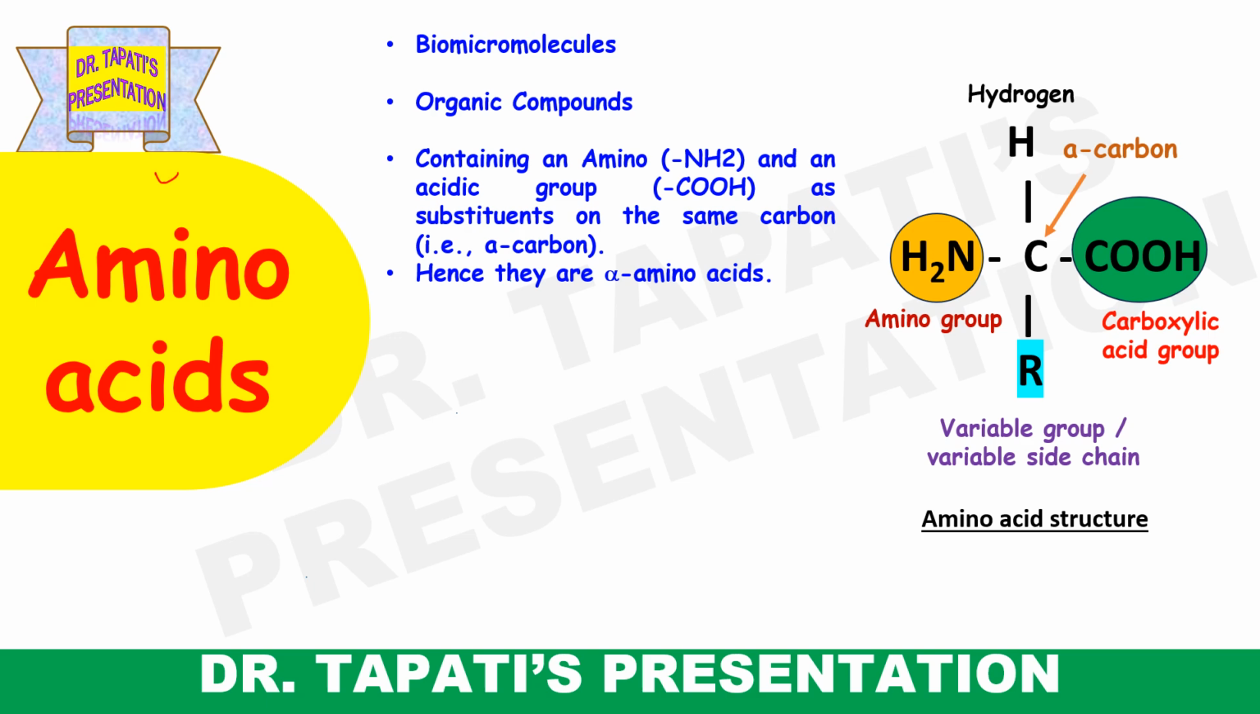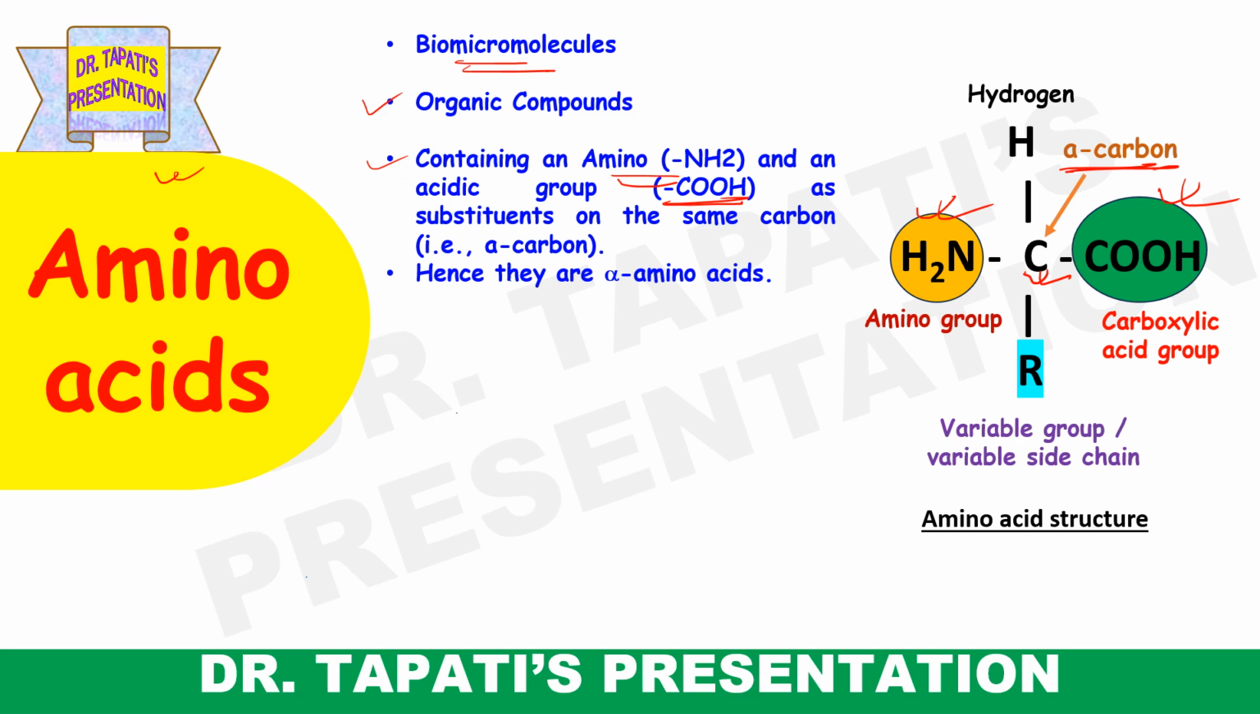Amino acids. Amino acids are biomicromolecules. That means their molecular weight is less than 800 Dalton. They are organic compounds containing an amino and an acid group or carboxylic acid group as substituent on the same carbon, that is alpha carbon. This is alpha carbon and therefore they are known as the alpha amino acids.